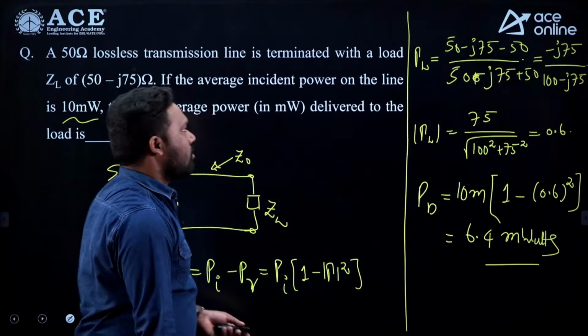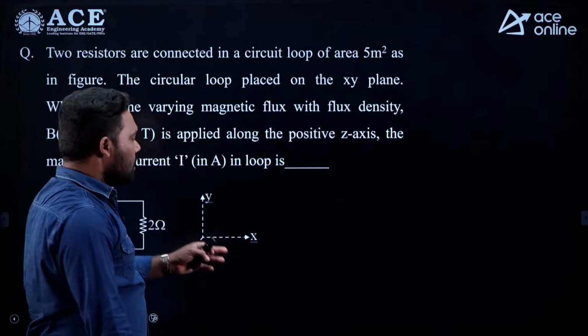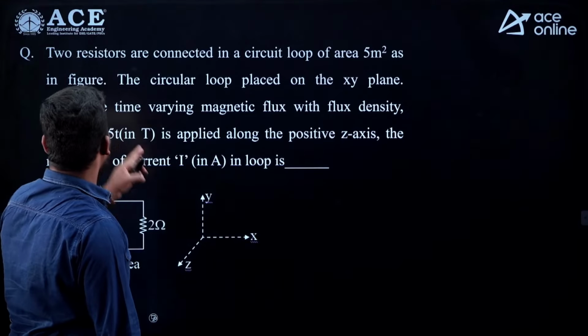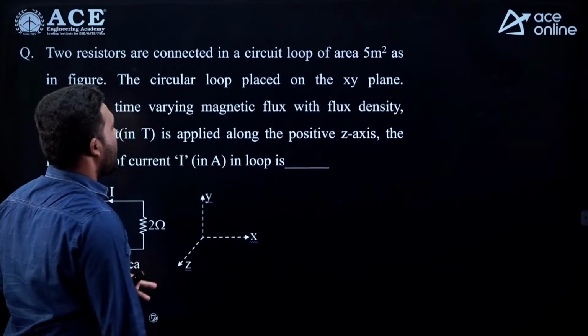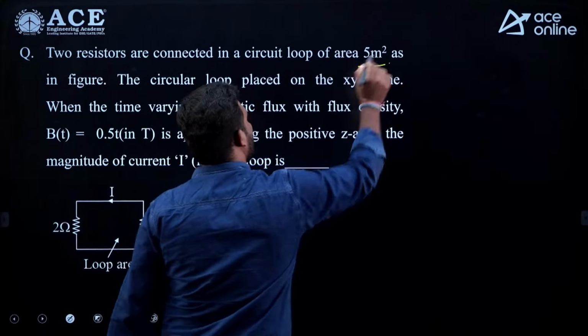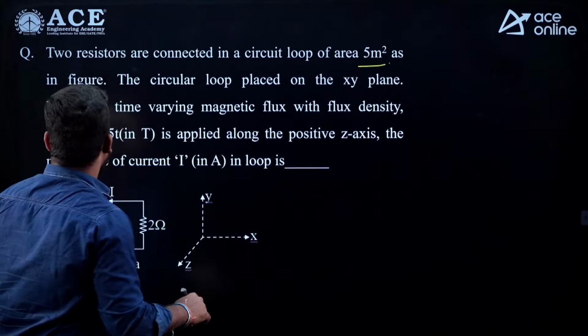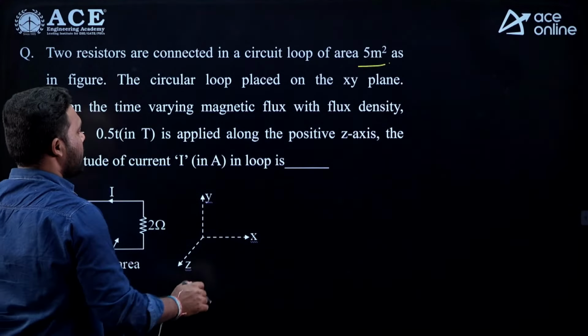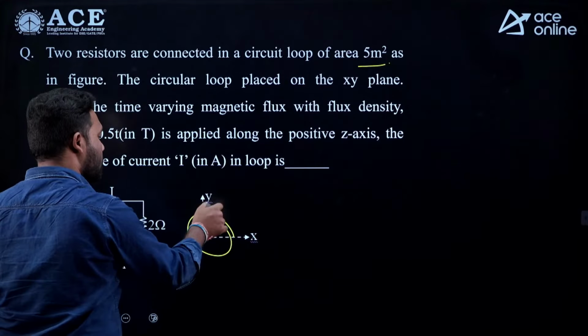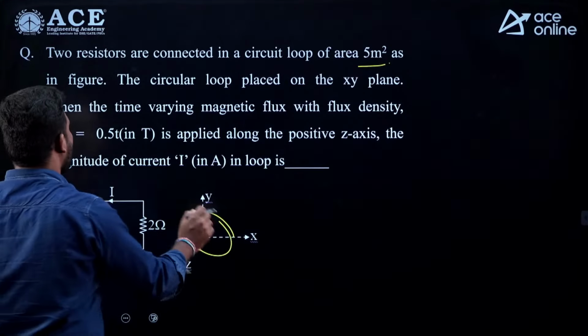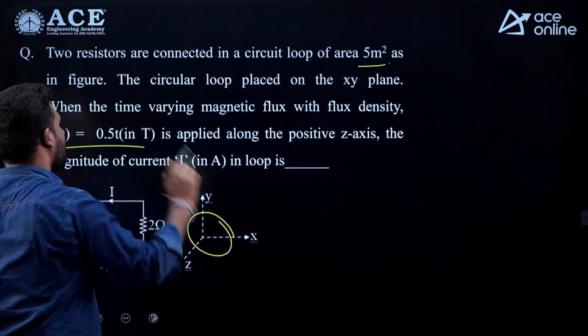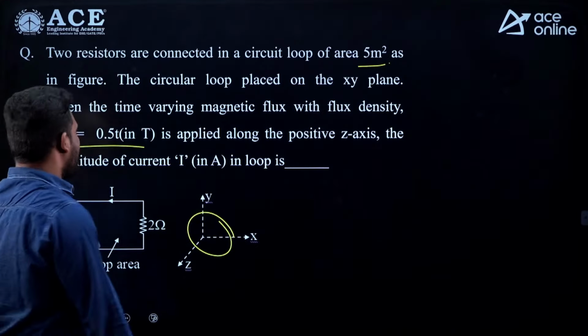Fine. So let us have one more question. This is a very simple straightforward question. Two resistors are connected in the loop, and the loop area is given as 5 meter square. The circular loop is placed in the xy plane. Because of that there is a magnetic field. And what is the magnetic field? The magnetic field is 0.5 t Tesla.